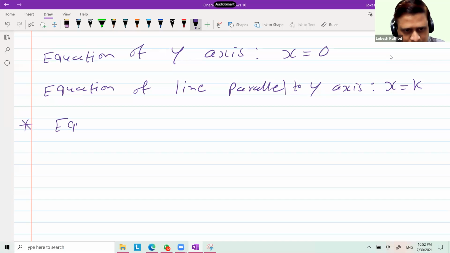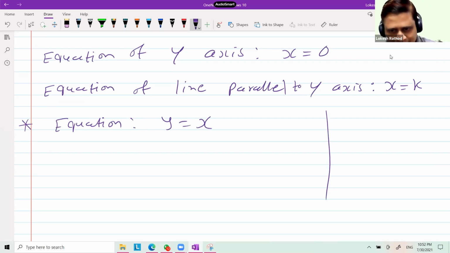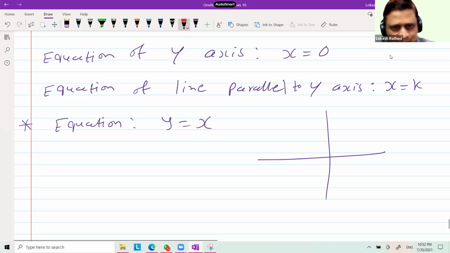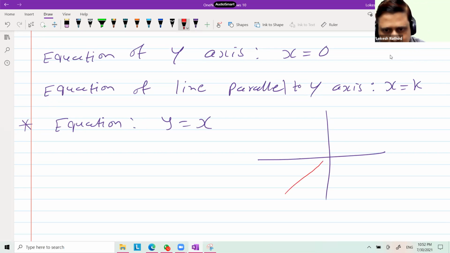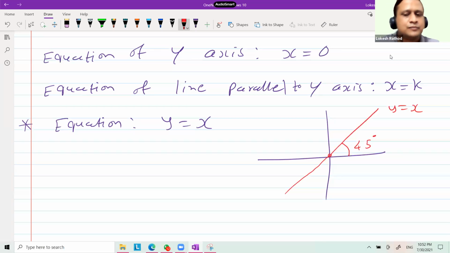Now another equation, the equation of the line y equal to x. So what is y equal to x? y equal to x is this line. It's also a standard line which we should know. Basically, this angle would be 45 degrees. This angle is 45 degrees. This is y equal to x. This is also a standard line.